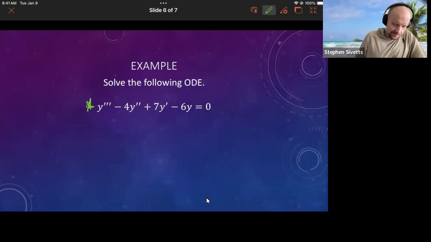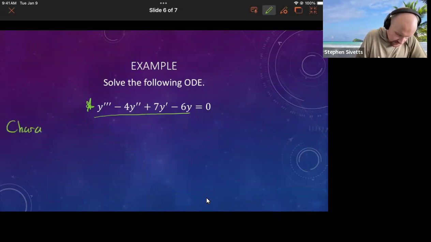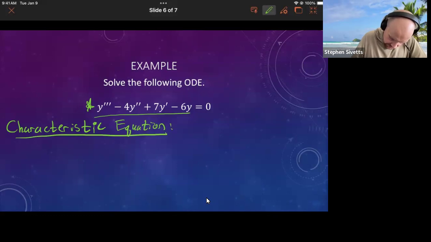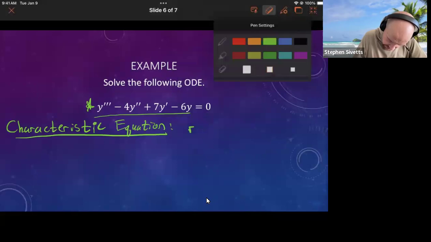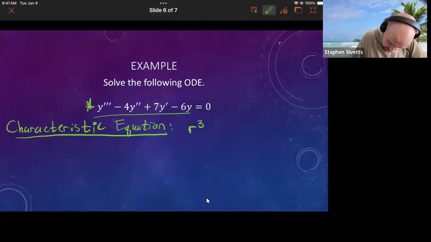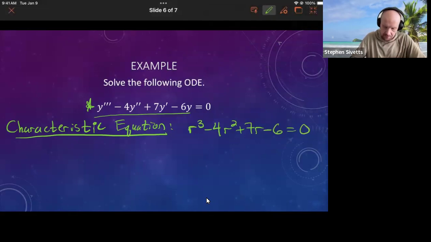So the left-hand side, you want to write out the characteristic equation. Okay, characteristic equation. So this will correspond to r cubed minus 4r squared plus 7 times r minus 6 is 0, right? That's the characteristic equation.